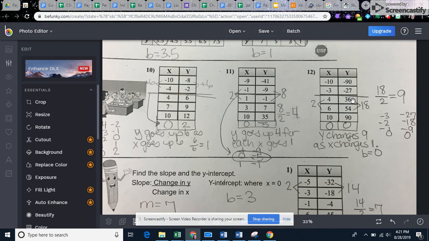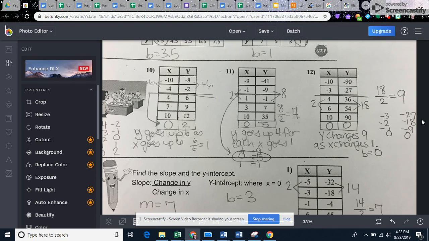Looking at 12, I used these 2 points as y went up by 18, x went up by 2. So 18 over 2 would simplify to be 9 over 1. So y changes 9 as x changes 1. So then I have my point, -3, -27. So I listed that one, and then I'm just following the pattern. My x's always went up by 1, so -2, -1, and 0. And then my -3 went with -27, so there's that.